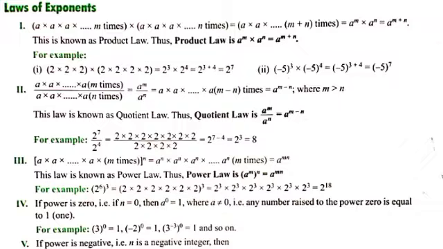Fourth law: if the power is 0, that is if n is equal to 0, then a^0 is equal to 1, where a is not equal to 0. That is, any number raised to the power 0 is equal to 1. For example, 3^0 is equal to 1, (-2)^0 is equal to 1, and (3^-3)^0 is equal to 1. Here, -3 and 0, these two exponents are multiplied. 0 times -3 is equal to 0, and 3^0 is equal to 1, and so on.